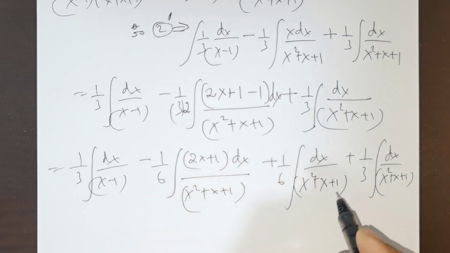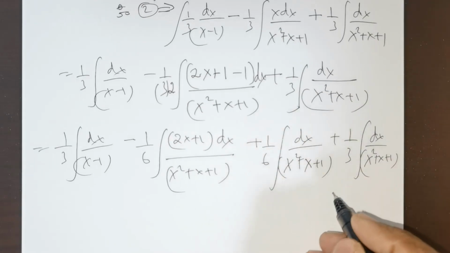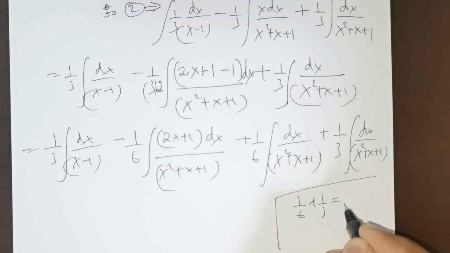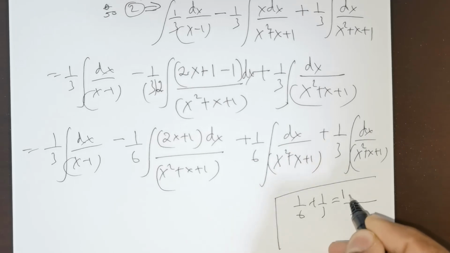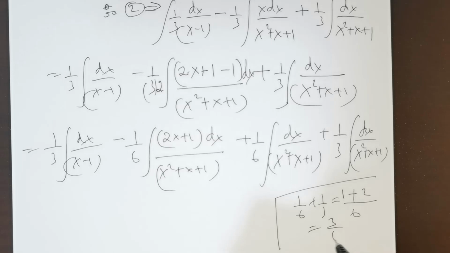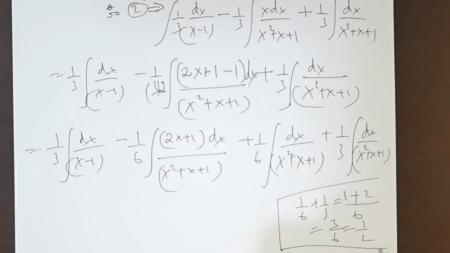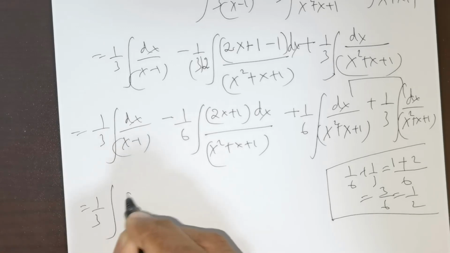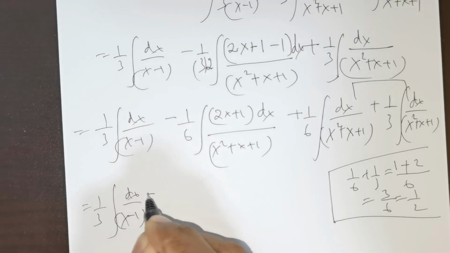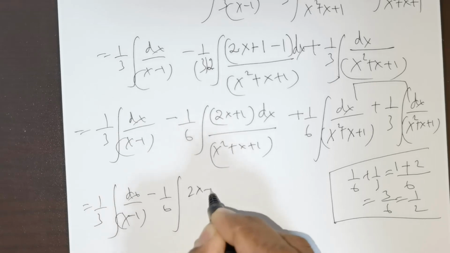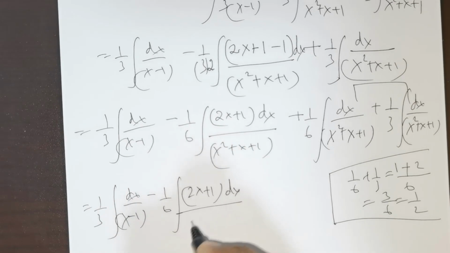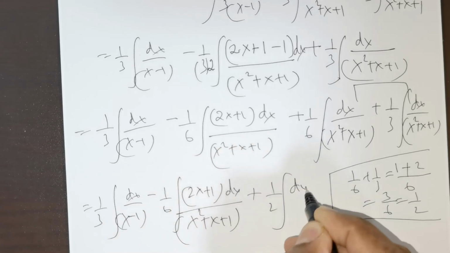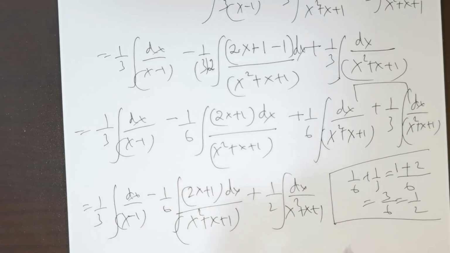What I can do is add up these two things. If I add them up, it's going to be 1 over 6 and 1 over 3. I take the LCM as 6, I would get 1 + 2, which is 3 over 6, which is going to be 1 over 2. So these two can be clumped, and I get 1 over 3 integral dx over x - 1, negative 1 over 6 integral (2x + 1) times dx divided by x² + x + 1, plus 1 over 2 times integral dx over x² + x + 1.